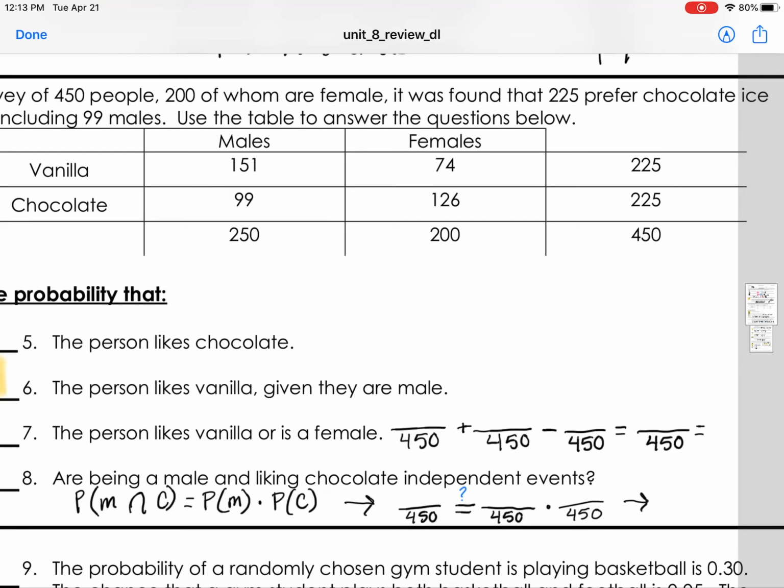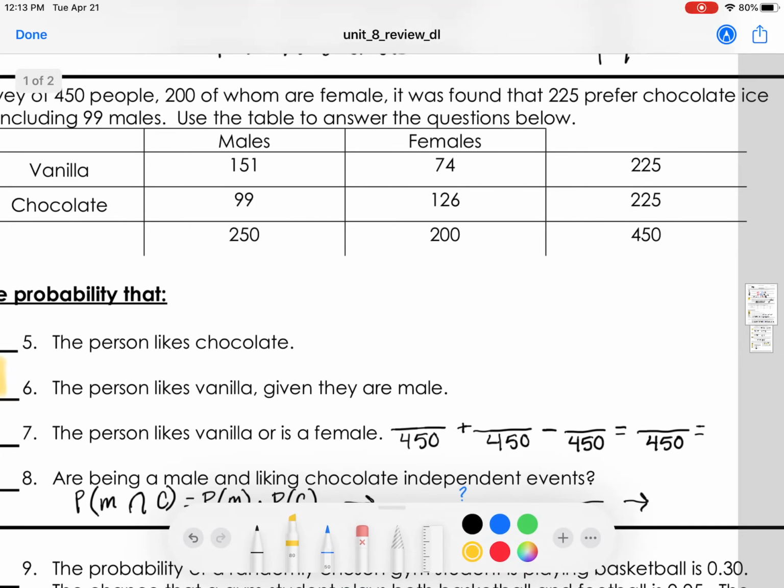So number 5 says find the probability that someone randomly selected likes chocolate. Okay, so you can do this a few different ways, but I like to just use a highlighter. And I notice that there are 225 total people that could be randomly selected that like chocolate out of the 450 people who have been surveyed. And always remember, you want to simplify your answer, and that simplifies to 1/2.